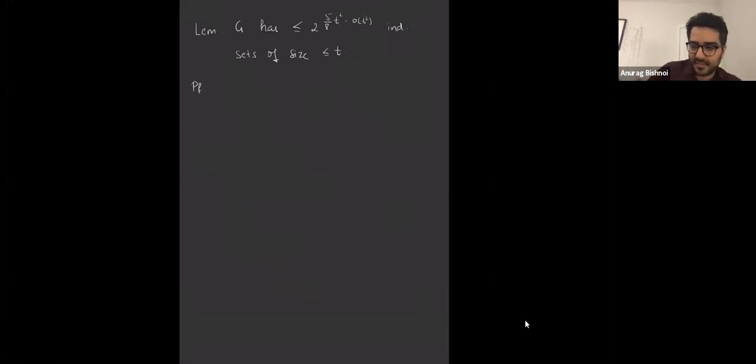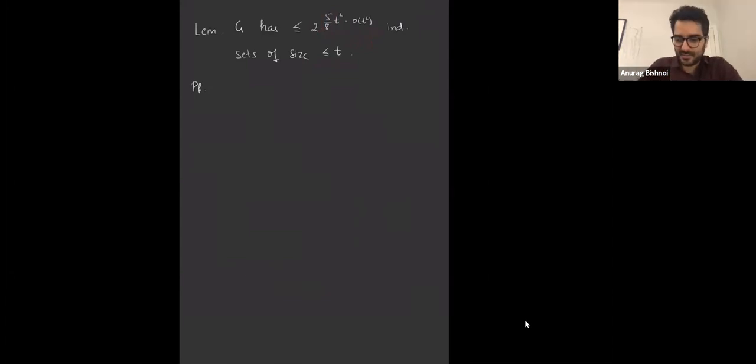So my lemma is that the number of independent sets in this graph of size at most t is at most this number. So here, this 5 over 8 is the A that we were talking about. Okay, so how do we prove that?